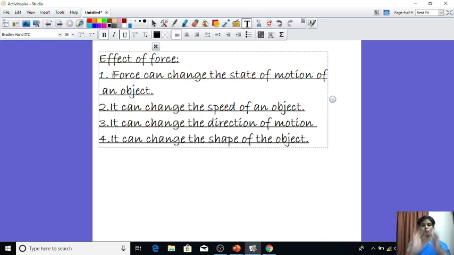Look at it in a broad way, you will find that these four are the main effects force can create on any object, right? So force can change the state of motion of an object, it can change the speed of an object, it can change the direction of motion, and it can also change the shape of an object. So hope you have understood.